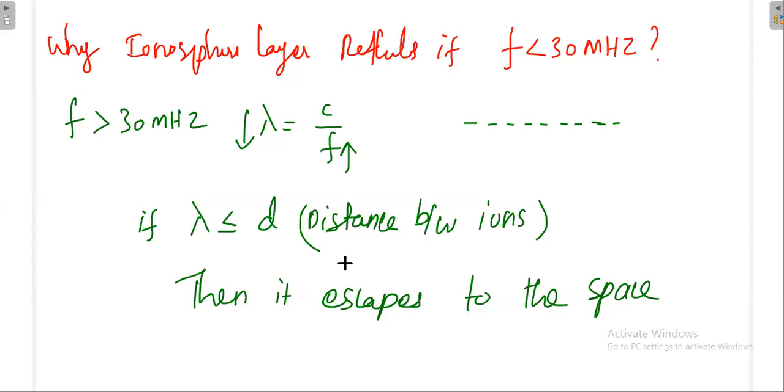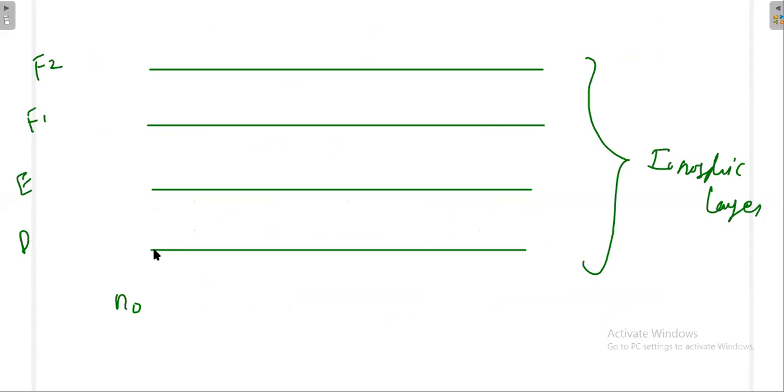So now I take layers, many layers, because the ionosphere consists of many layers. It consists of extra ions. Then the refractive index is just greater than n naught. You know, n naught means the refractive index of air.